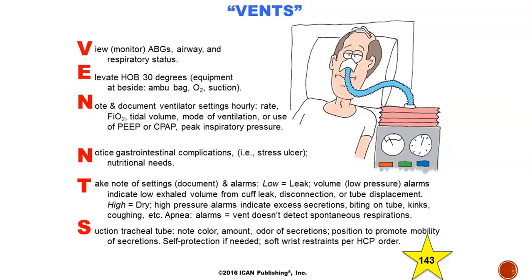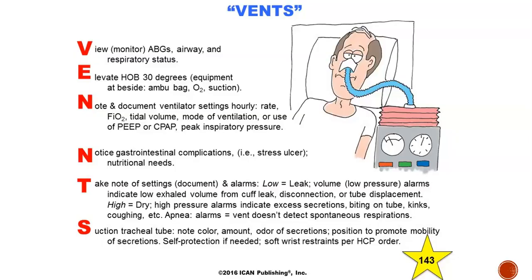We want to notice any kind of gastrointestinal complications like stress ulcers, anything like that, and nutritional needs. Most of the time, if these patients are going to be on a vent for a hot minute, we'll start them on tube feeds, or they'll be on TPN if they can't have tube feeds. And then take note of our settings and document any alarms.